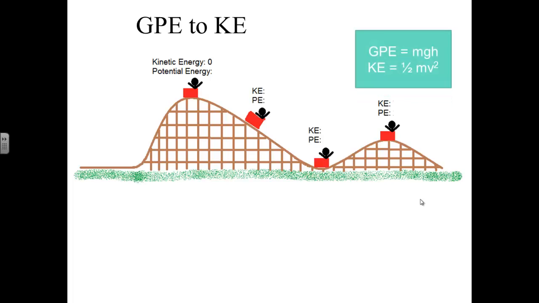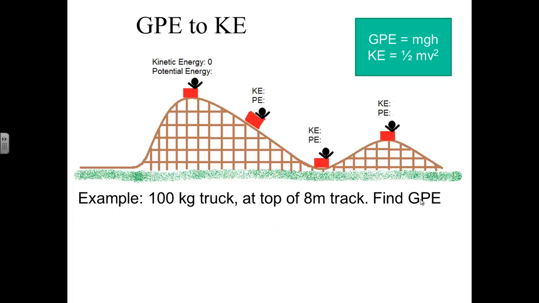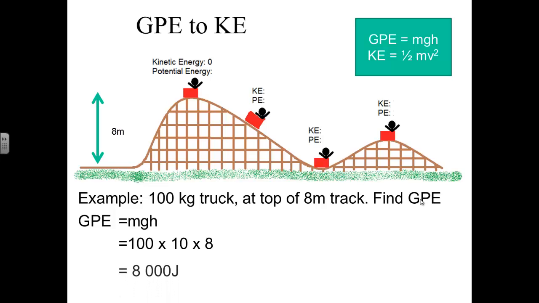So these are the equations we need. For example, you've got a 100-kilogram truck, that's the person and the truck together, at the top of an 8-meter track. So it's 8 meters high. You've got to find the gravitational potential energy. So this is mgh. m is equal to 100, g is 10, h is 8. So it's 100 times 10 times 8. That gives you a value of 8,000 joules. So let's draw this here. We have 8,000 joules at the top.